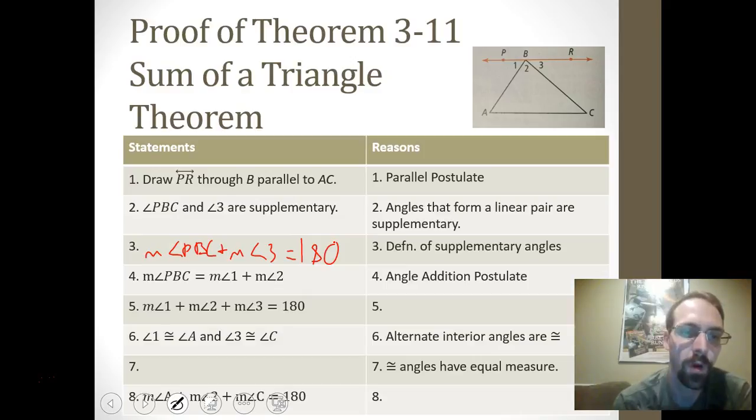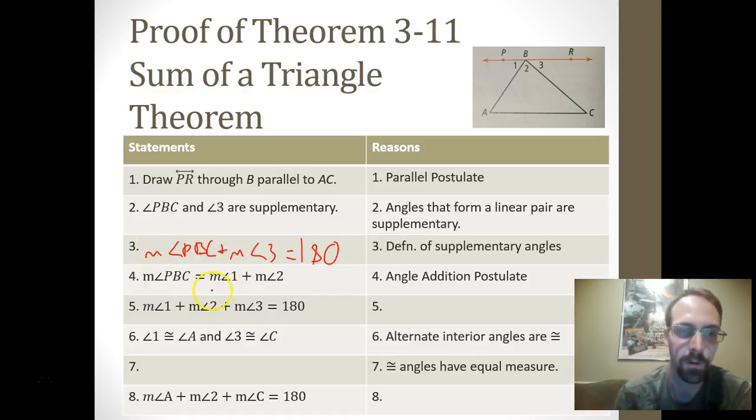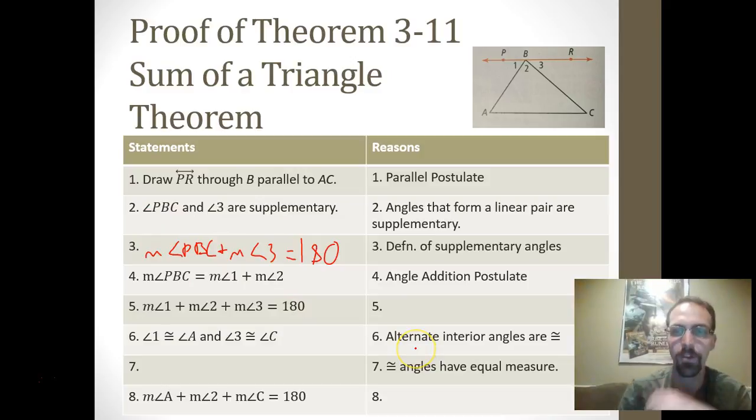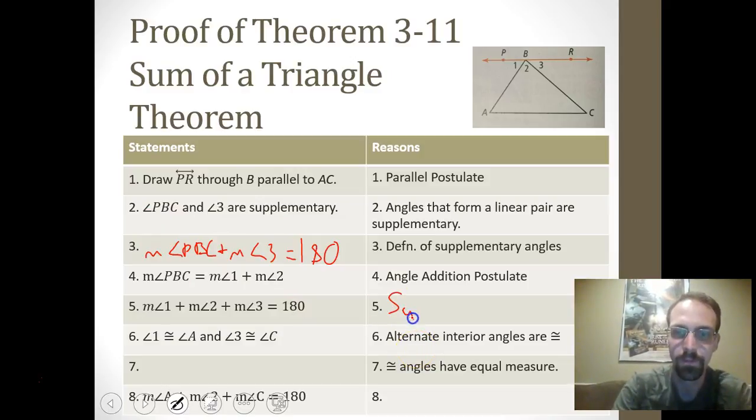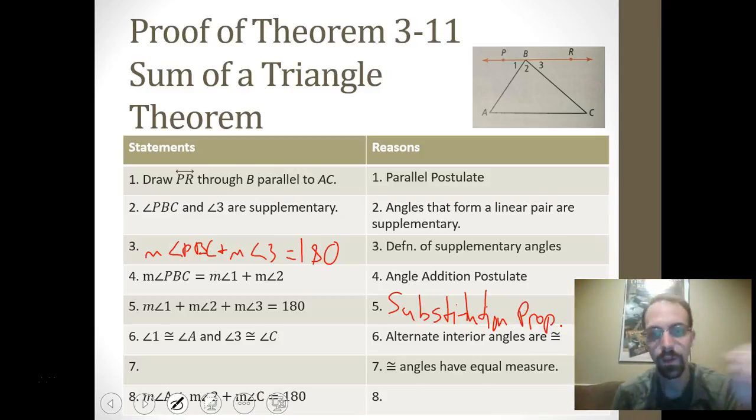Then we have the measure of angle 1 plus the measure of angle 2 plus the measure of angle 3 equals 180. And if you look very carefully, you can see that the measure of angle 1 plus the measure of angle 2 was the measure of angle PBC, which was this up here. So what we're doing is we're taking what we know is something else and putting it in for something. So that would be the substitution property. Then I have angle 1 is congruent to angle A and angle 3 is congruent to angle C.